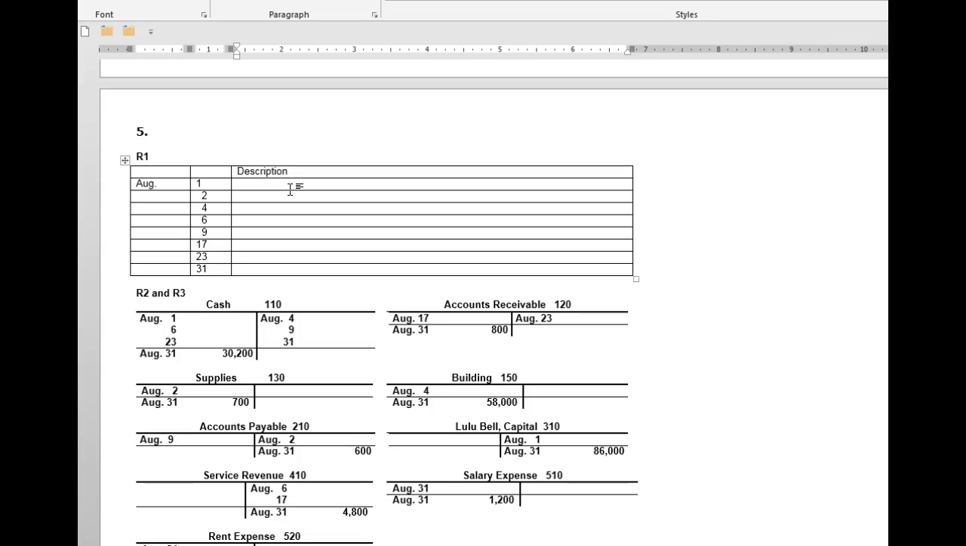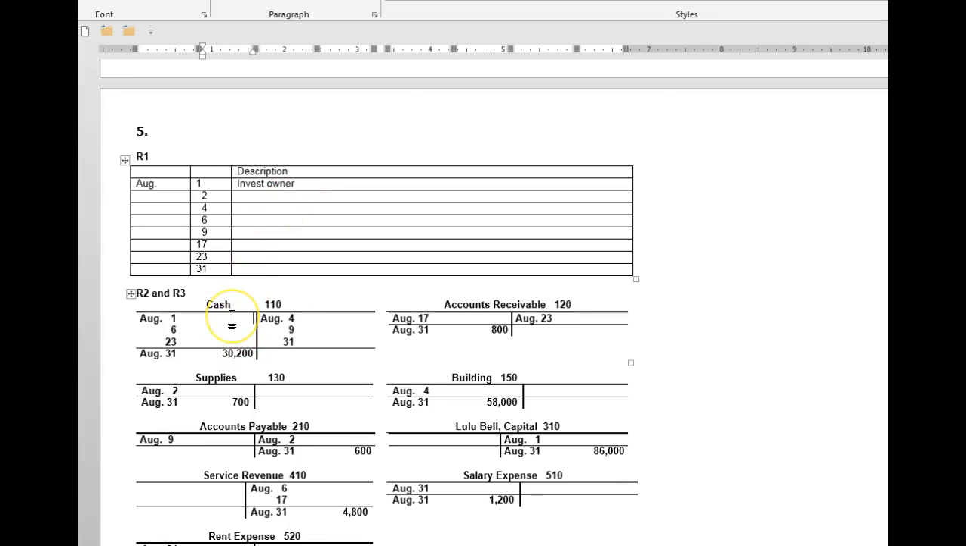Such as the first one, August 1st. The business received $86,000 worth of cash, and they issued common stock. So that's somebody invested in the company. Investment of cash by the owner, okay? So you could just type that in, an investment by the owner. But what we want to look at is how does that affect the accounts down here?